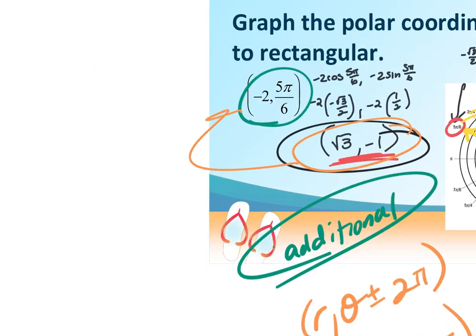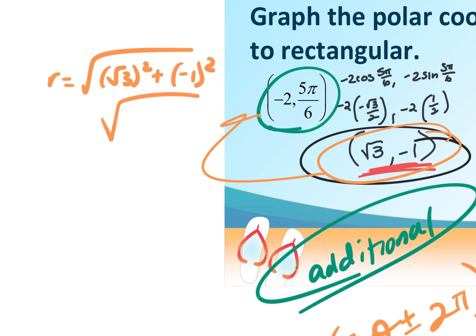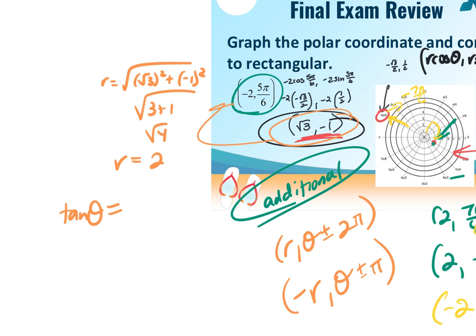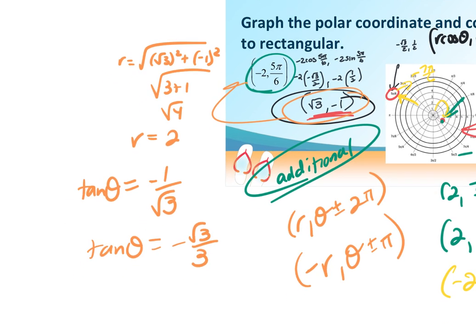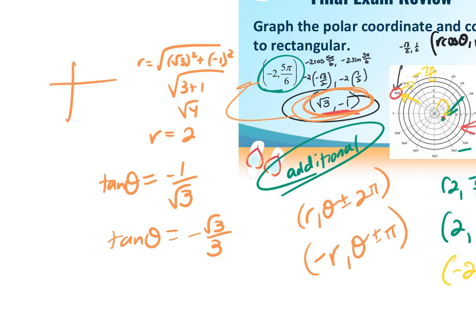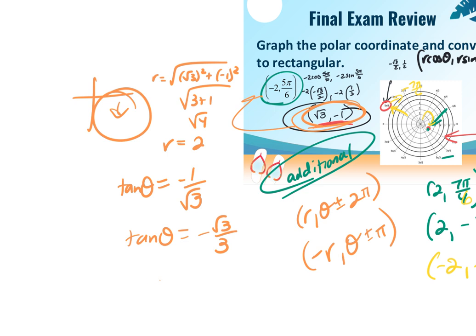So if I work the opposite direction, my r is equal to the square root of root 3 squared plus negative 1 squared. 3 plus 1, root 4, which is 2. That gives me my r. And then theta, tan of theta, would be negative 1 over root 3, which becomes negative root 3 over 3. And that's an over 6, but I need to know what quadrant. This coordinate point is to the right and down, which means it's the 4th quadrant, and I would pick the 4th quadrant over 6, which is theta equals 11 pi over 6.